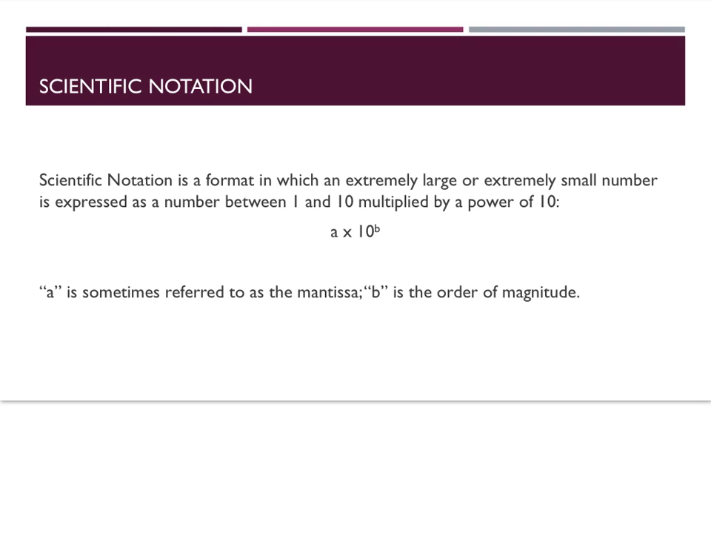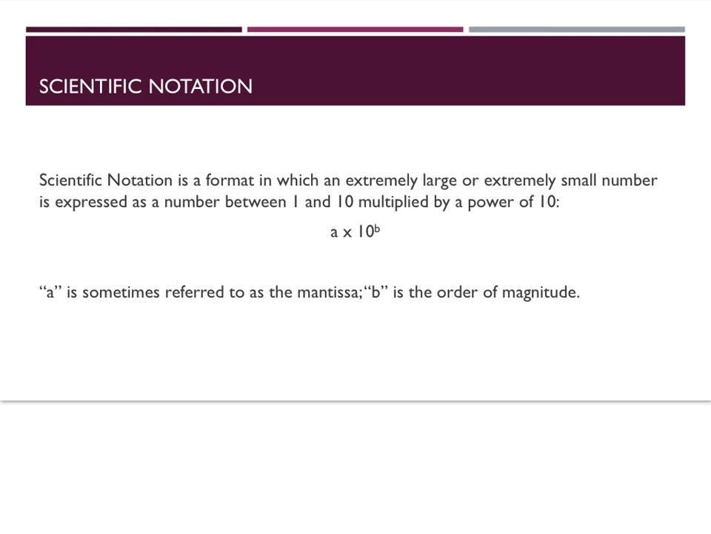You take a number that is extremely large or extremely small. Generally speaking, it has a string of zeros either at the beginning or the end. And you're going to express that number as a number between 1 and 10 that's multiplied by a power of 10 a certain number of times.